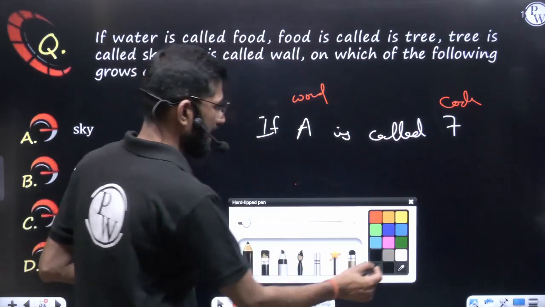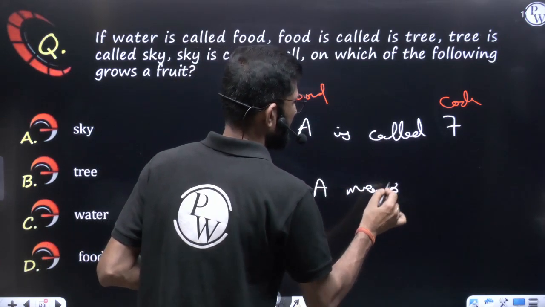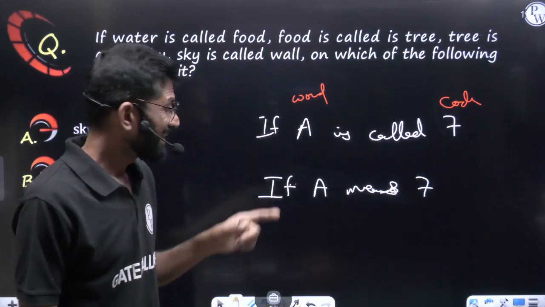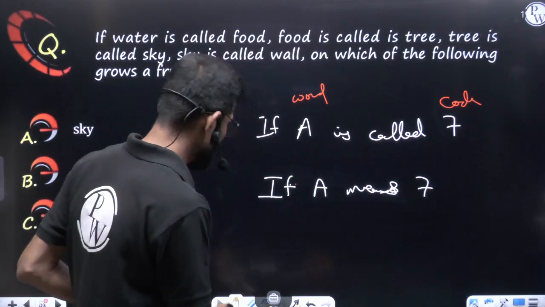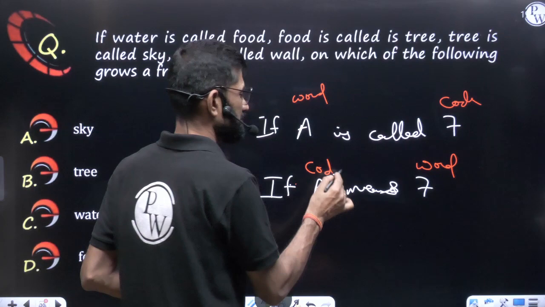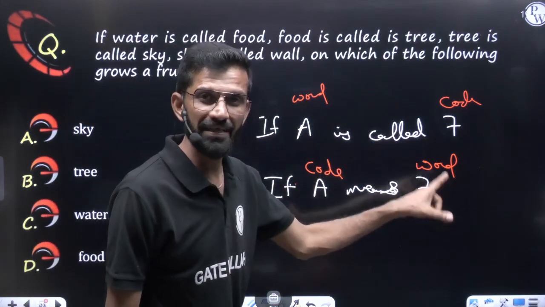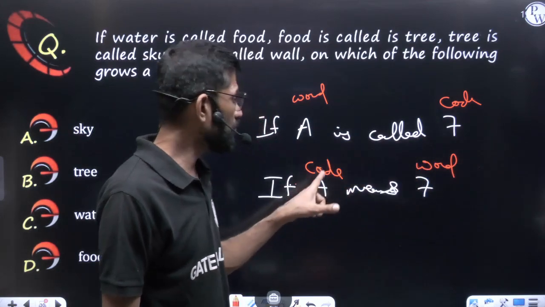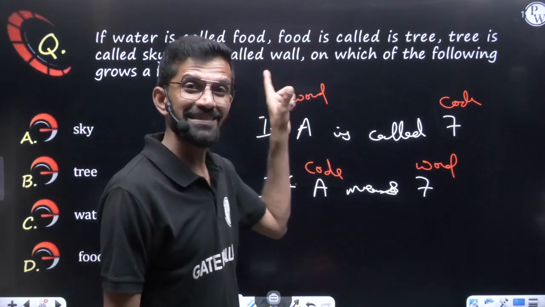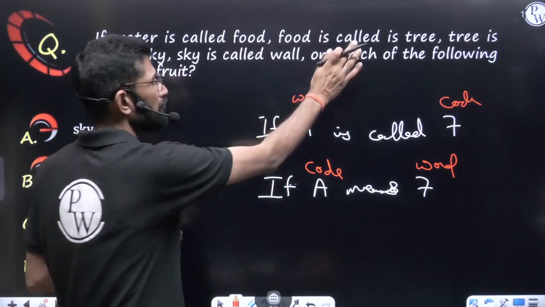Now, if I write this as, if A means 7, now here the thing changed. A means 7 means 7 is the original word and the code is A. For 7, they are using the code A. When they write if A means 7, 7 is the original word and the code for that is A. And when they give the sentence, if A is called 7, A is the original word and 7 is the code. So this part should be very clear because they will confuse you with these sentences.